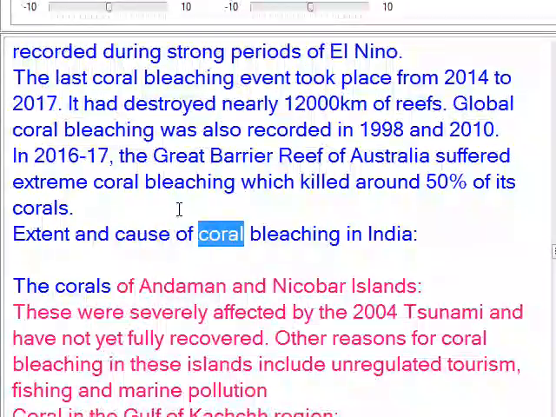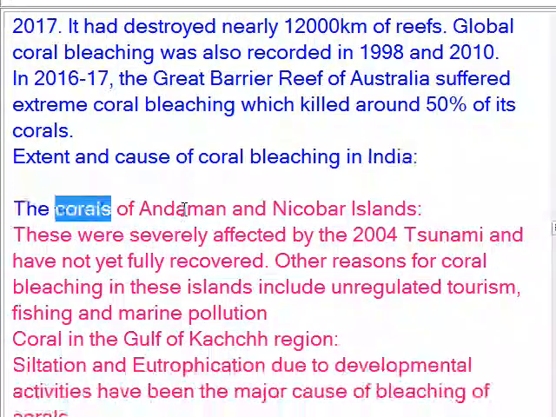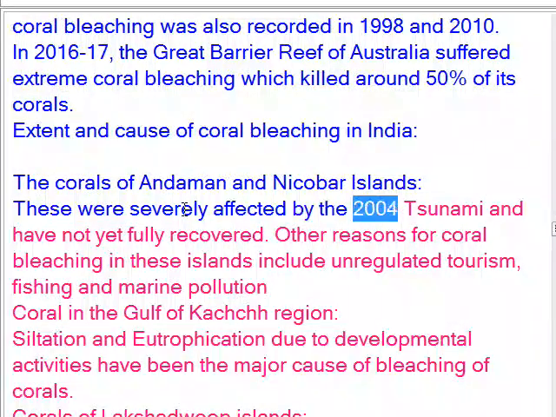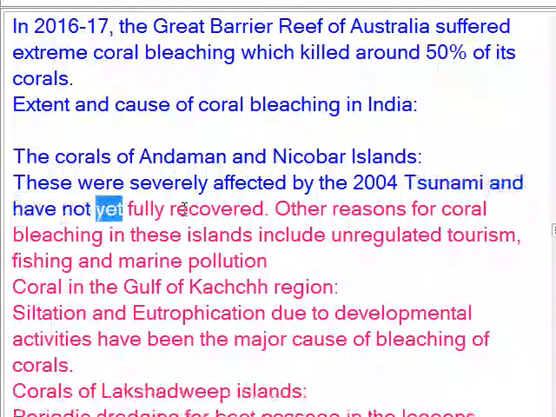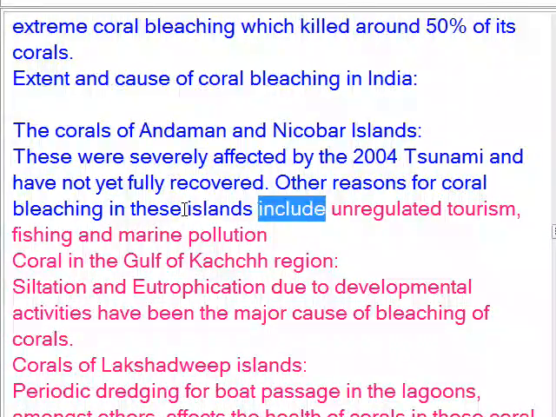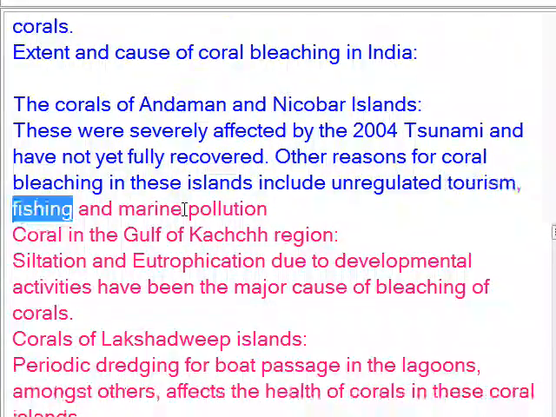Extent and cause of coral bleaching in India. The corals of Andaman and Nicobar Islands were severely affected by the 2004 tsunami and have not yet fully recovered. Other reasons for coral bleaching in these islands include unregulated tourism, fishing and marine pollution.